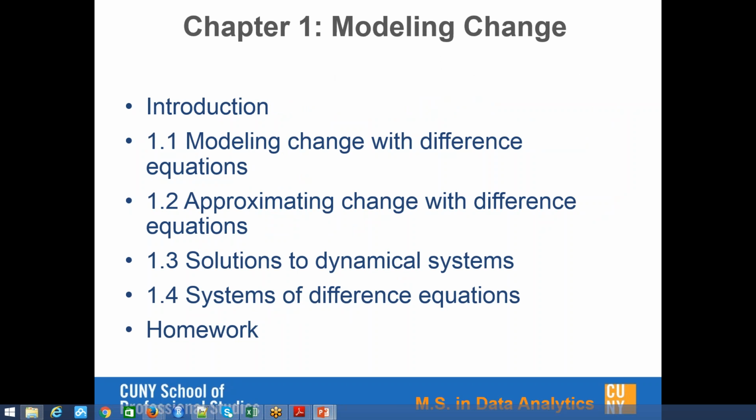And then Chapter 1 is specifically named modeling change. It has some introduction and how to model change with difference equations. It's difference equations, not differential equations. That's number 1 that we need to pay attention to. And then approximating change with difference equations is relatively straightforward. We are going to go through that shortly. And then there's some discussion on solutions to dynamical systems and also systems of difference equations, followed by the homework.